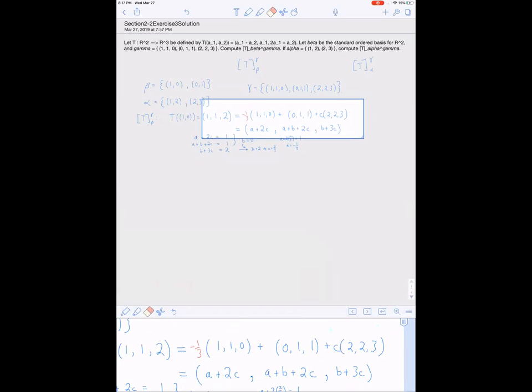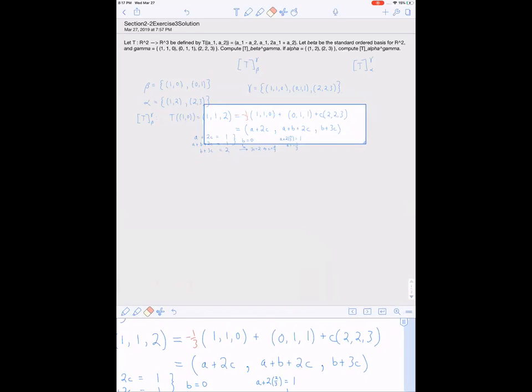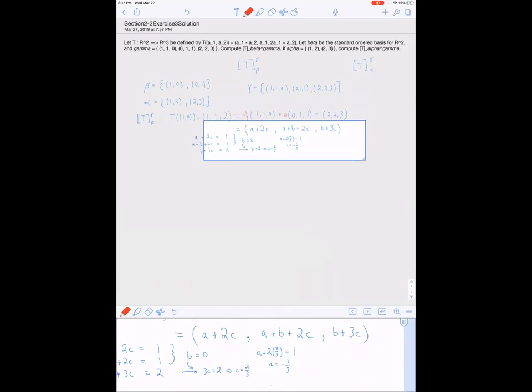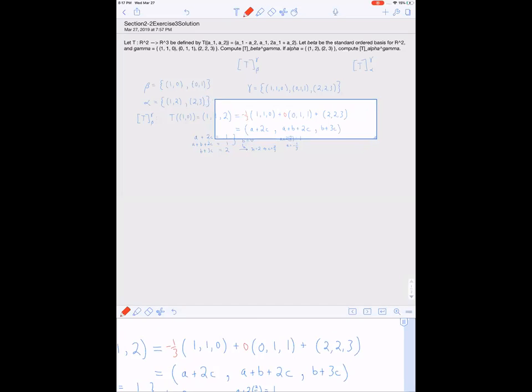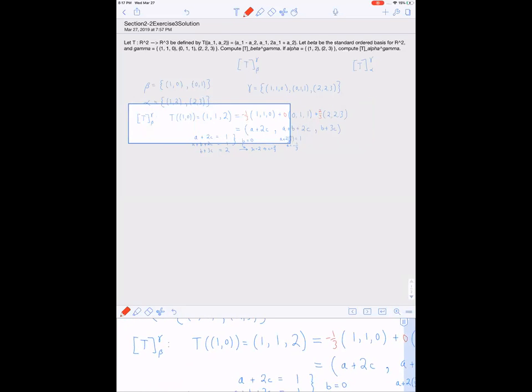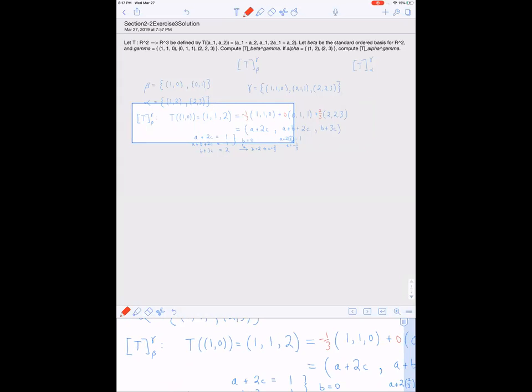I'll erase the B. B we found was going to have to be 0. And I will erase the C. And C we found was going to be 2/3. So those three numbers there, those coefficients, negative 1/3, 0, and 2/3, those are going to be the first three entries in the first column of the matrix T, representing T with respect to beta and gamma. The first column, because we've only used the first basis vector of our domain, namely T of 1, 0.